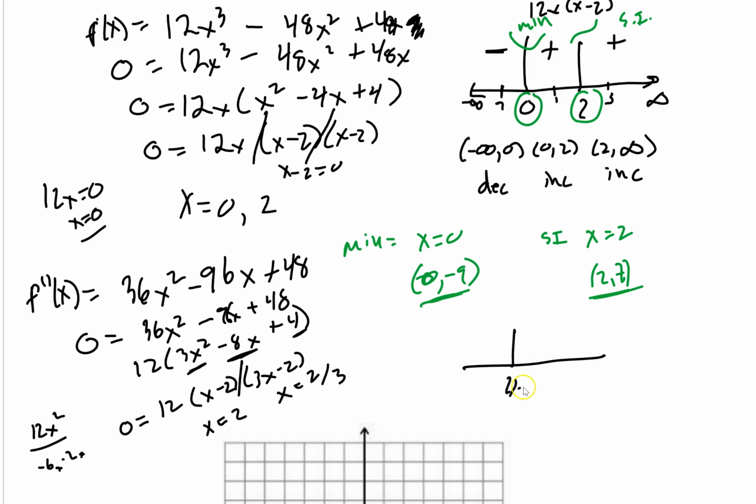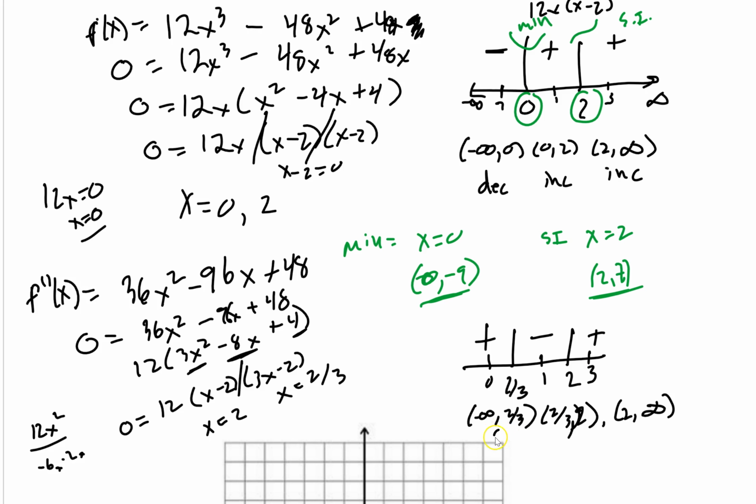So I got 2/3. I got 2. My intervals are negative infinity to 2/3, 2/3 to 2, and 2 to infinity. Pick some test points, say 0. That's easy. Just plug it in. 48. So positive, done. Pick a test point here like 1. Plug it in. It's 36 plus 40, that's less than 96, so negative. And then plug in something bigger like 3, and you're going to get a positive.